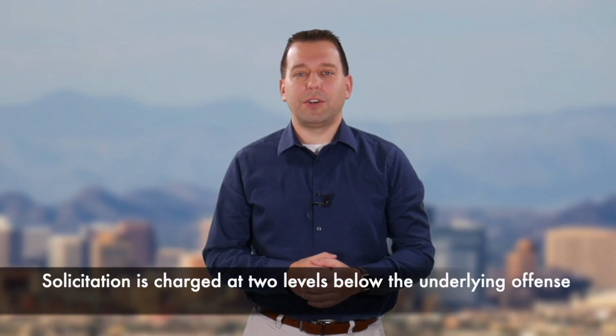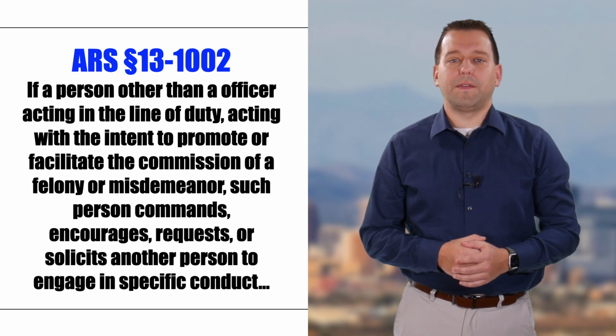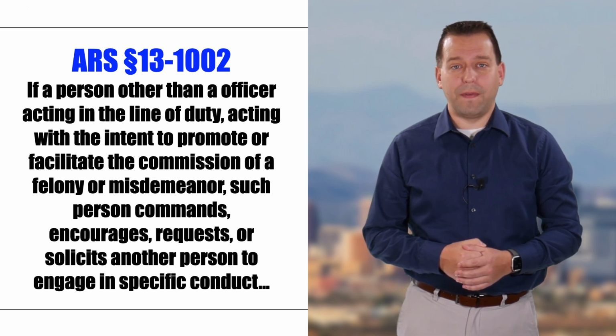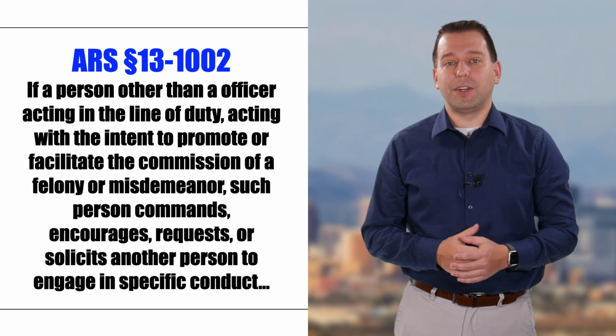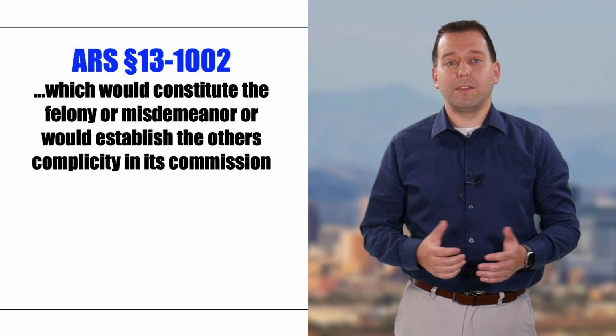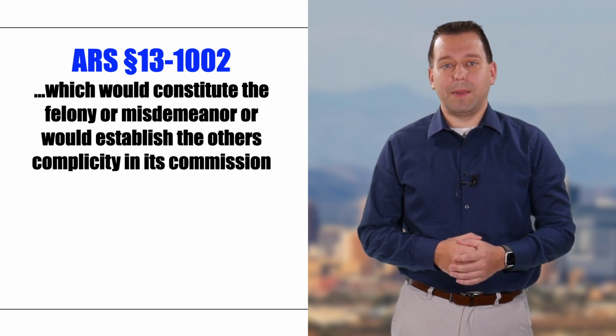Next is solicitation, found at ARS Section 13-1002. Solicitation is charged at 2 levels below. So in that same example from before, solicitation to murder a police officer would be a Class 3 felony. Solicitation occurs if a person, other than an officer acting in the line of duty, acting with the intent to promote or facilitate the commission of a felony or misdemeanor, commands, encourages, requests, or solicits another person to engage in specific conduct which would constitute the felony or misdemeanor or would establish the other's complicity in its commission.